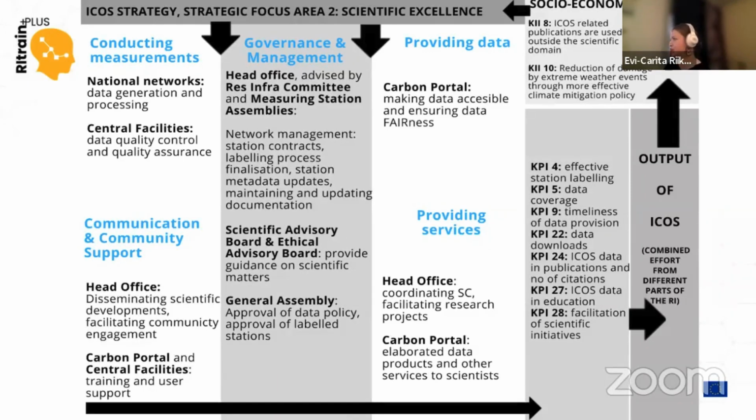So this is the combined effort from different parts of the RI. This is the output of our RI that has effects on science. And these effects we will then be able to measure with impact indicators. So direct effects that our publications are used outside the scientific domain, and then longer term impacts that hopefully there will be reduction of damage by extreme weather events through more effective climate mitigation policy, because our data has enabled these policy makers to, for example, make more sustainable decisions.